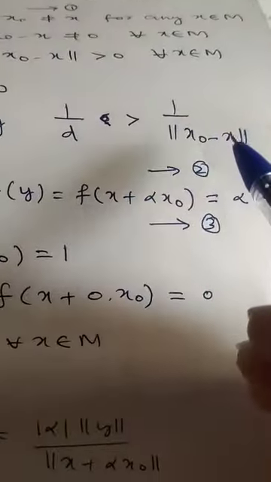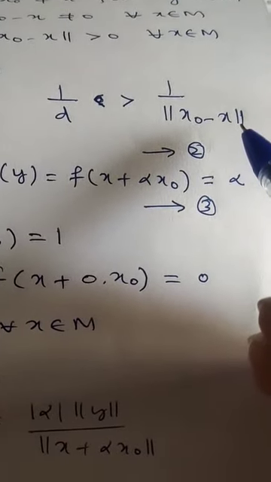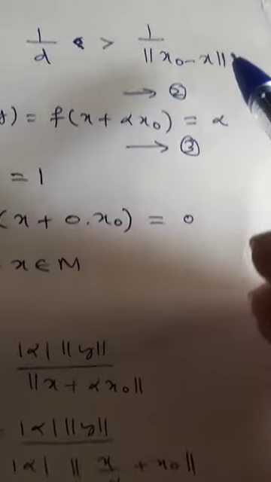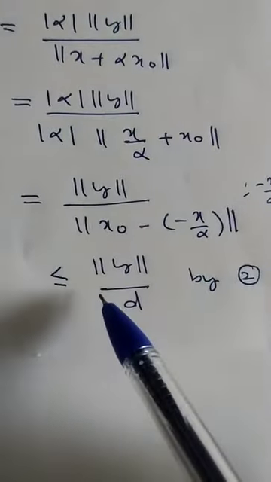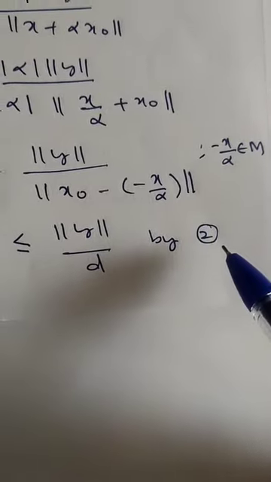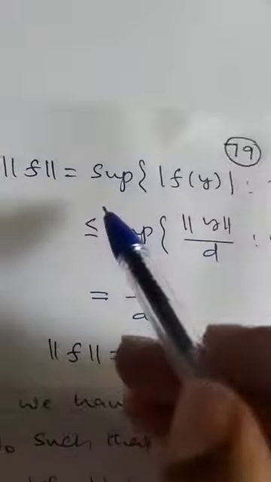by 2, 1 by the norm of x naught minus x is less than 1 by d for every x belonging to M. So I use that condition; therefore this is less than or equal to norm of y by d. Okay, then I will take the norm of f in the above.